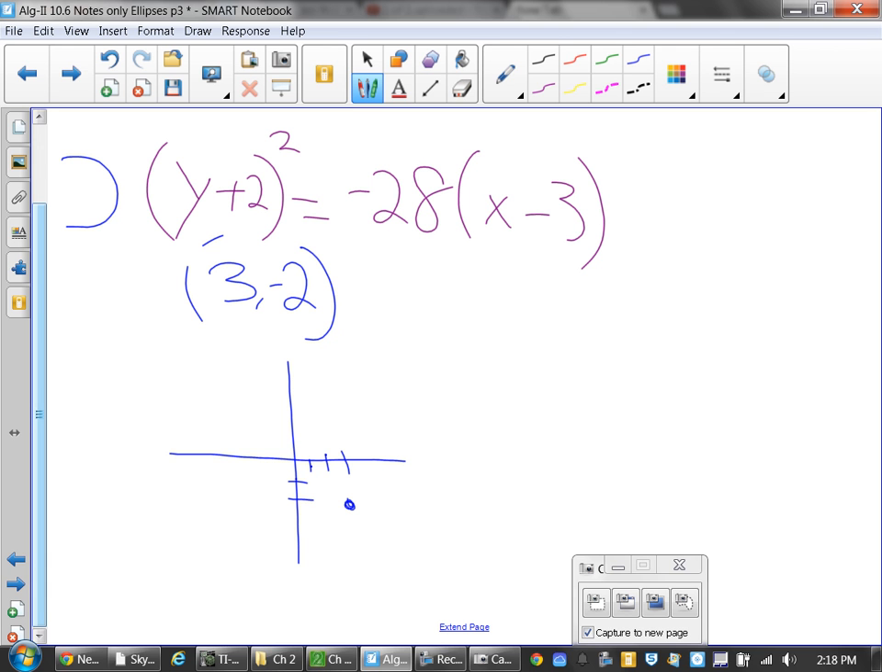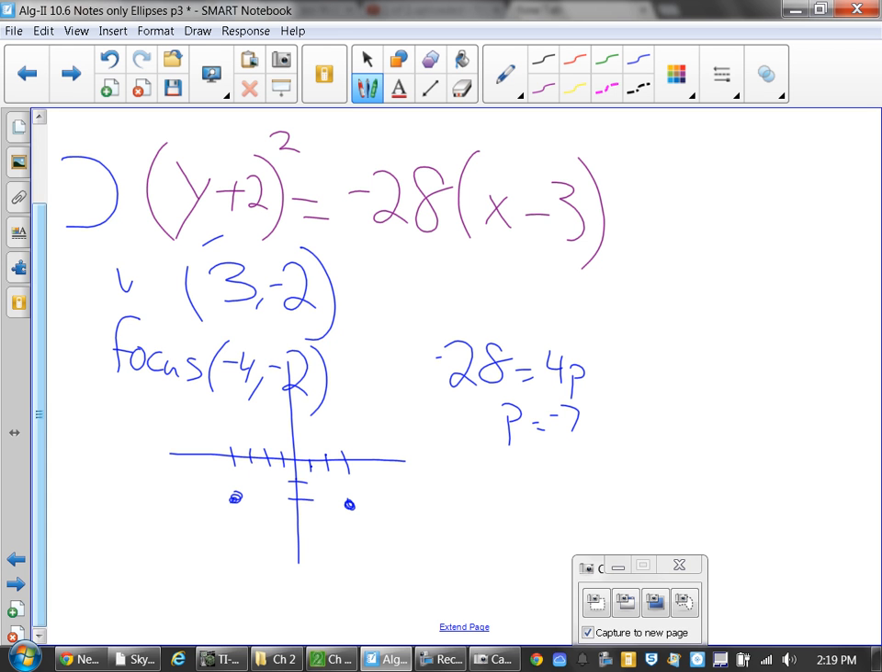now I've got to figure out the p-value. What do I do to figure out the p-value? Negative 28. Set negative 28 equal to what? 4p. Good. Divide by 4. So p is negative 7. And you guys have already told me that I'm opening to the left, so I have to move from that vertex left 7 spots to get my focus. Moving 7 spots over here gets me to what? Negative 4. So that means my focus is at negative 4, negative 2. Here's my vertex. Focus. I know it's going to do this.